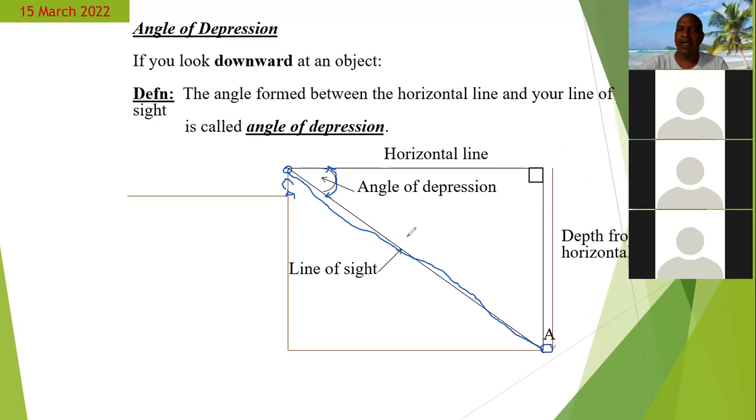And so it is important to always remember that the angle of depression is the angle formed between the horizontal line and your line of sight. So the horizontal line has to start from your eyes, and the line of sight has to start from your eyes, and the angle between those two lines will be referred to as the angle of depression. All right, any questions, guys? Everybody is clear with that?